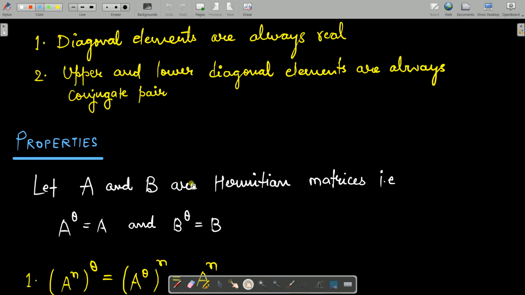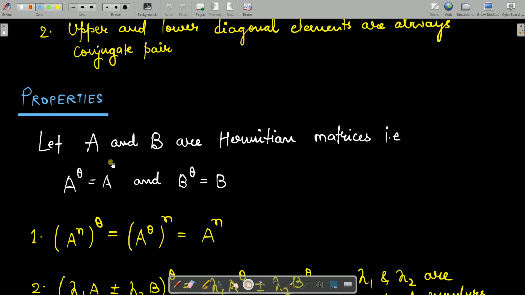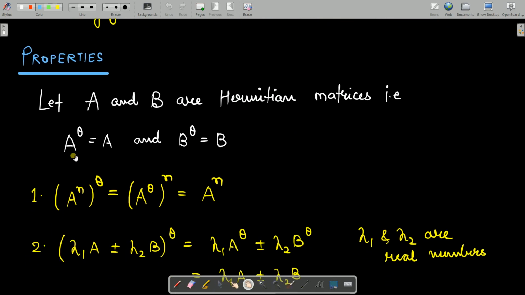Now let's see what the properties of a Hermitian matrix are. Let us consider two different matrices A and B which are Hermitian matrices. If they are Hermitian matrices, then we can say that A to the power of theta is equal to A, and also B to the power of theta is equal to B.